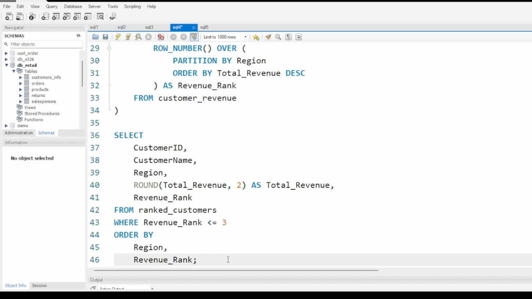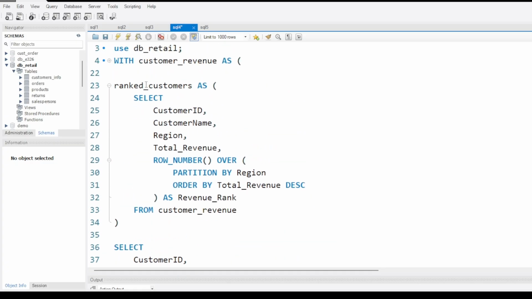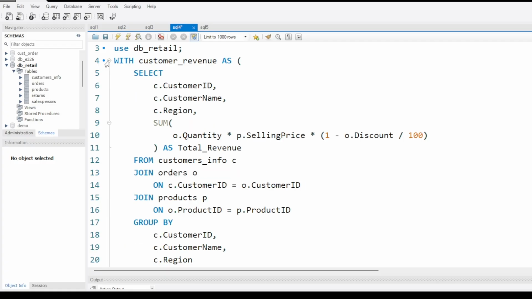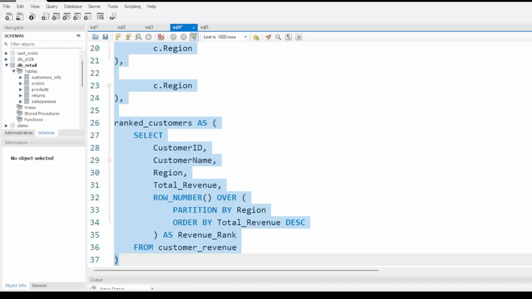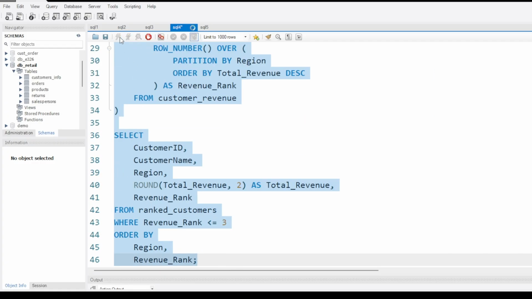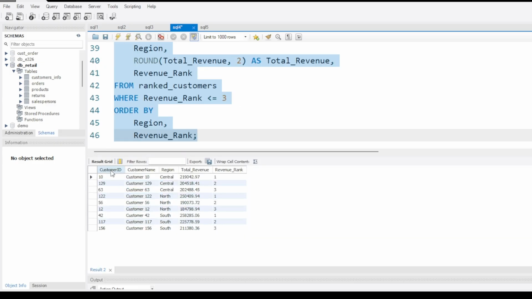Let's run the whole query. You can see the output: customer ID, customer name, region, total revenue, revenue rank. If you observe, in central region we have rank 1, 2, 3. Same in north region, same in south region.